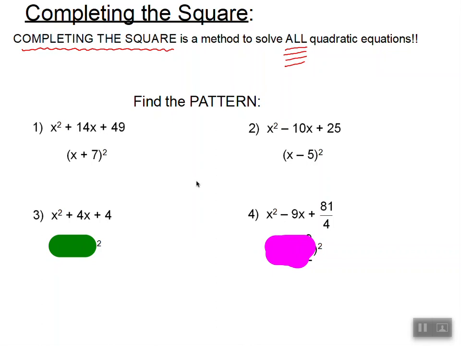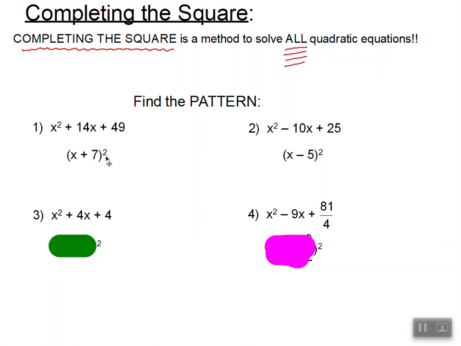Let's look at our variables. Well, we start with x squared, and the factors have an x. Well, that's pretty simple because it's just the square root of x squared. And that's why this is going to have an x right here. Let's look at the numbers. Where did 7 come from? I see a 14 here, and I see a 49 here. Well, the square root of 49 is 7, and half of 14 is 7.